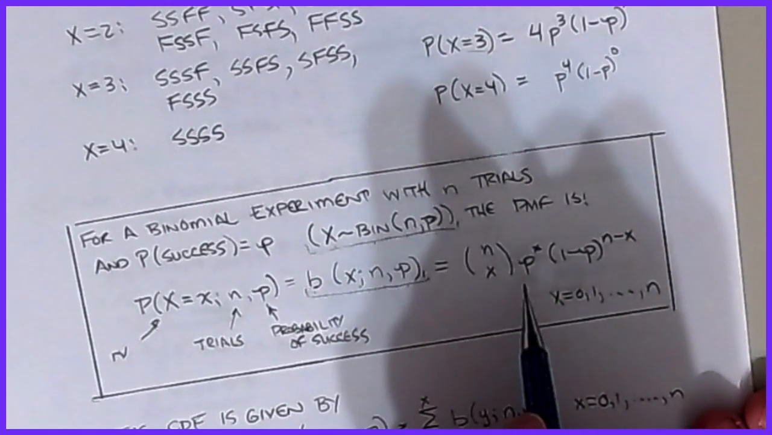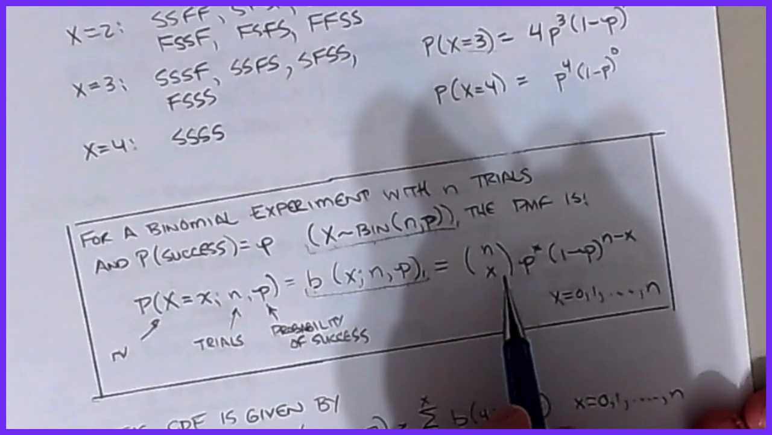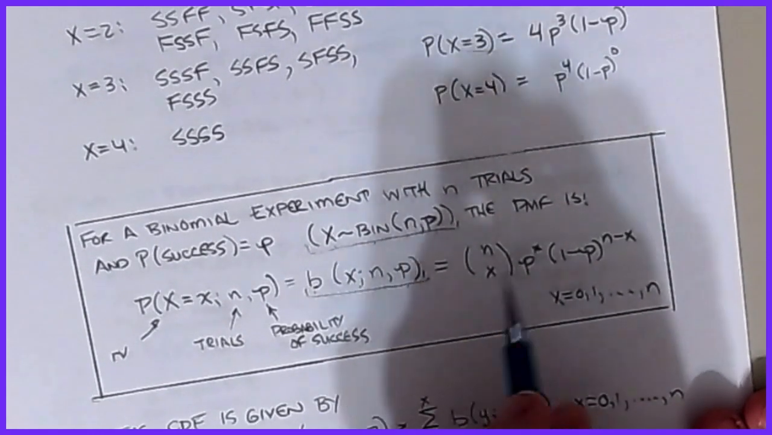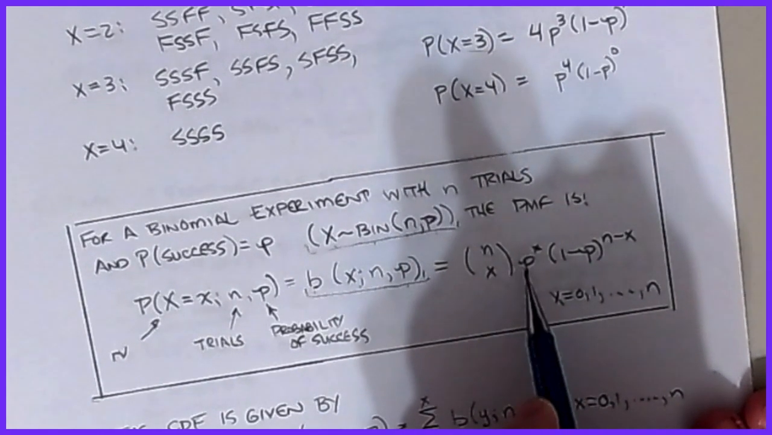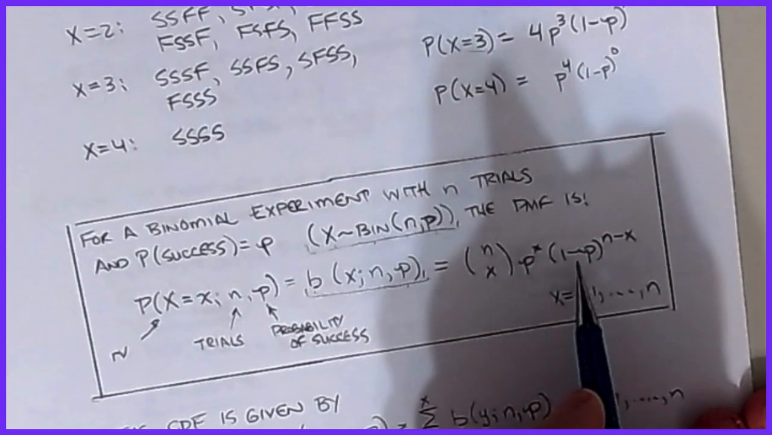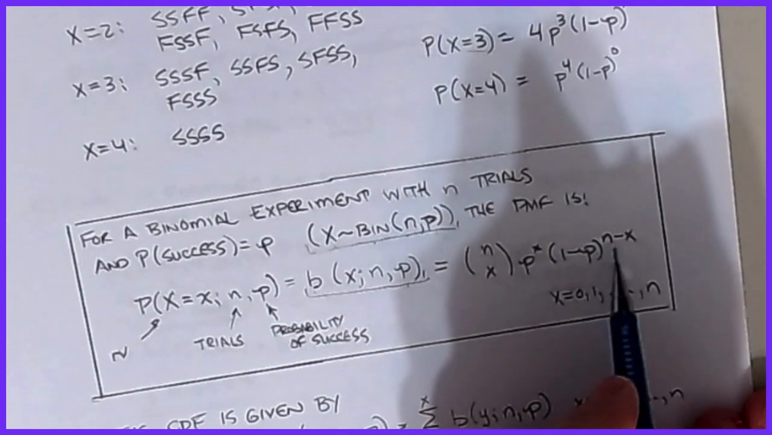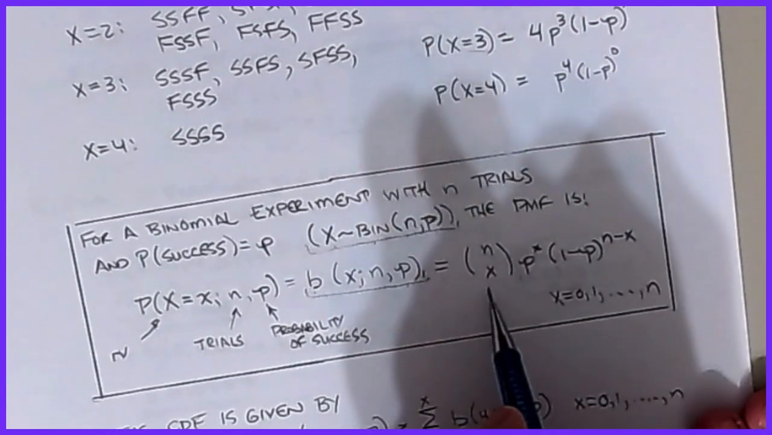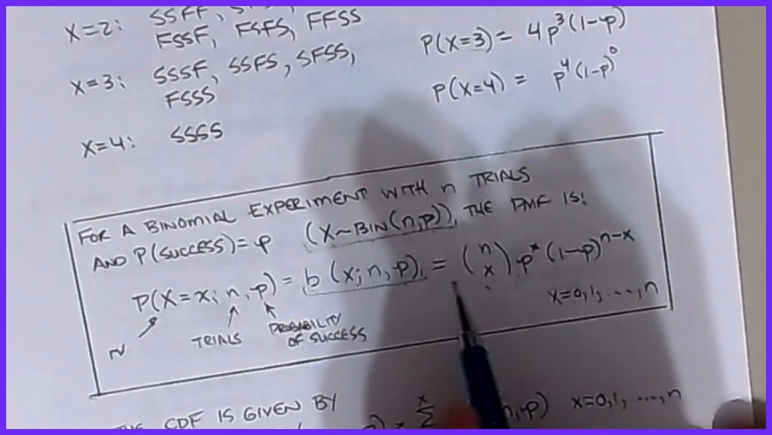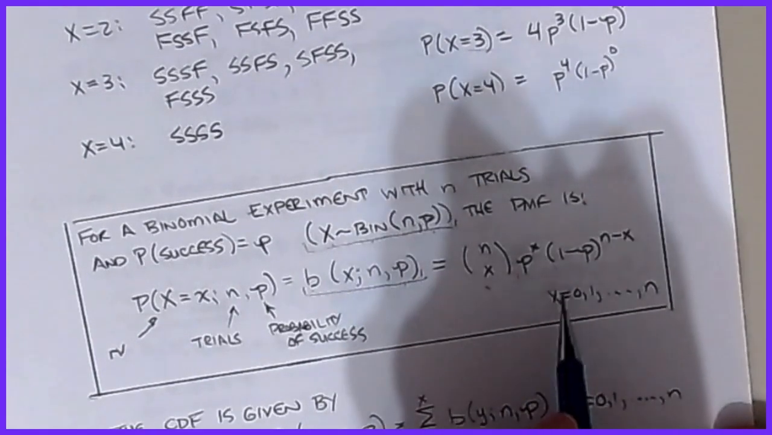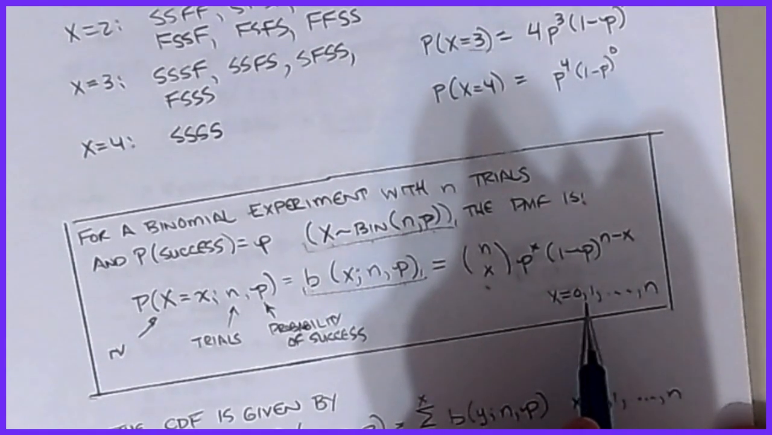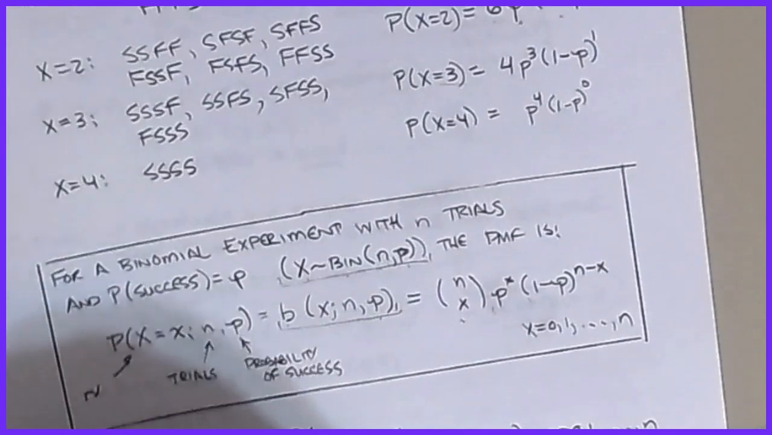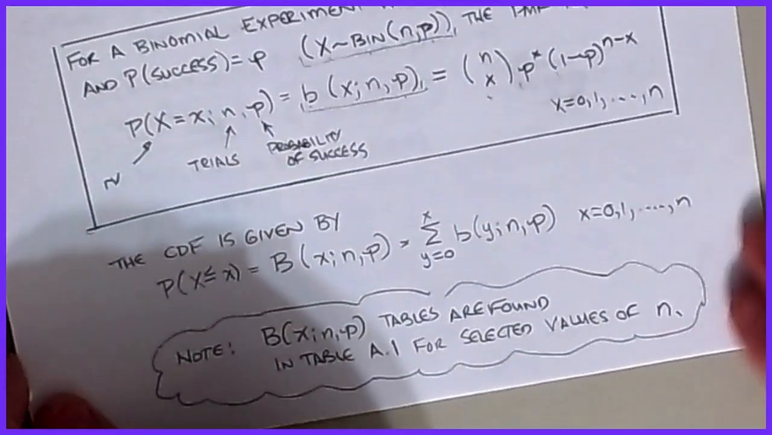But it's the combination of the number of ways I can pull x successes out of n trials, times the probability of success raised to the x power, times 1 minus the probability raised to the n minus x power. So here are my successes, here are my failures, and then this is the number of ways that I put them all together. So it's just a counting exercise at this point, and then x has possible values of 0 all the way up to n. All right, so that's our experiment, and that's pretty cool.